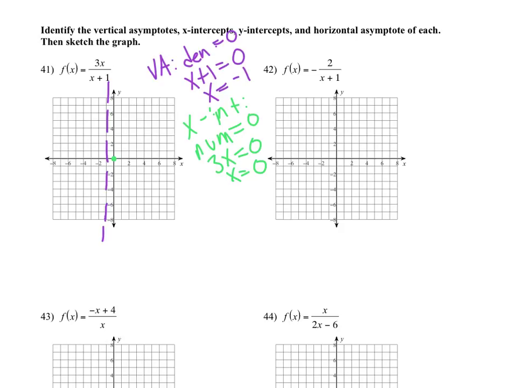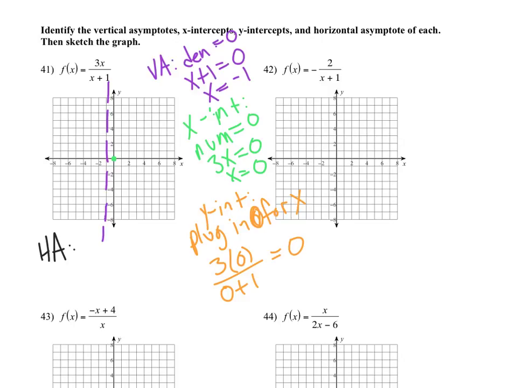Y-intercepts. That's going to happen if I plug in 0 for x. So if I do that, we get 3 times 0 over 0 plus 1, which happens to be 0. Oh, wait, we kind of already put that on the graph. And then finally, we've got a horizontal asymptote.